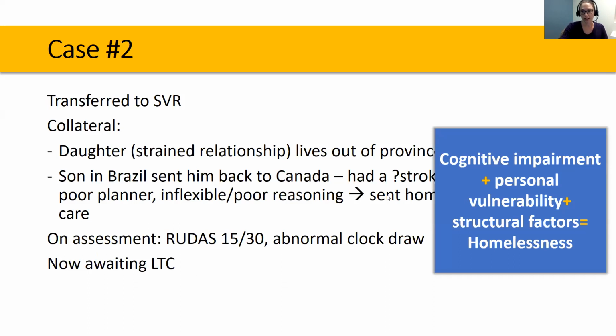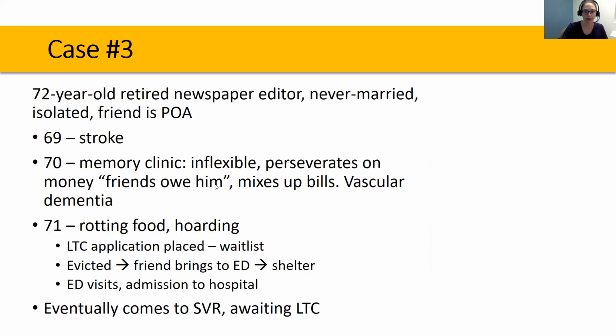So really just to highlight, cognitive impairment is the health issue that is precipitating the new homelessness. Personal vulnerability: the patient has social isolation, fixed income, and difficulty navigating a complex system. And then the structural factors: that complex system he needs to navigate, being within the shelter system and being labeled as homeless, perpetuates this. So that's the one case.